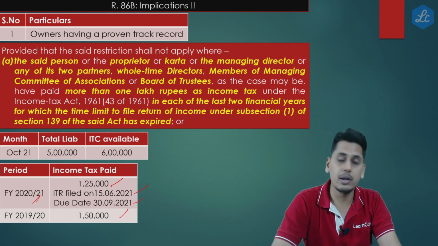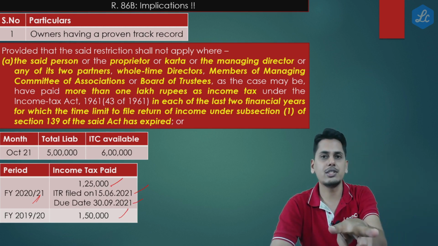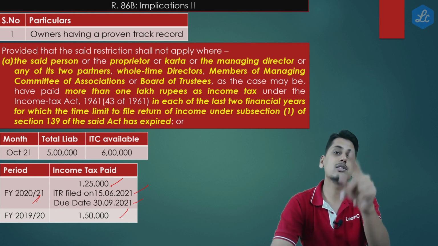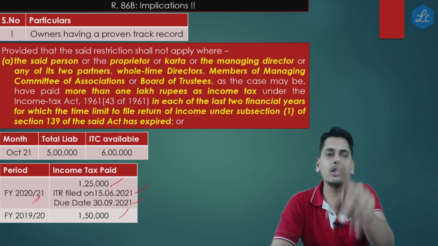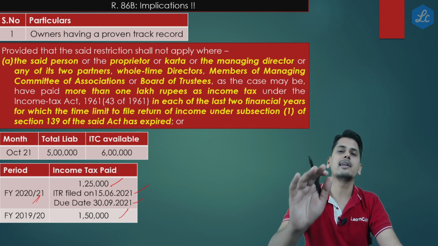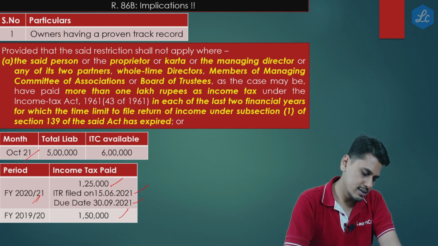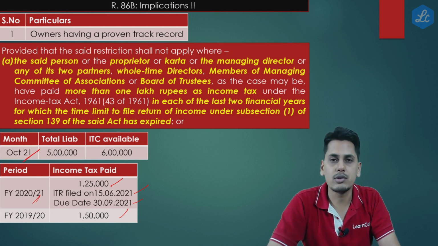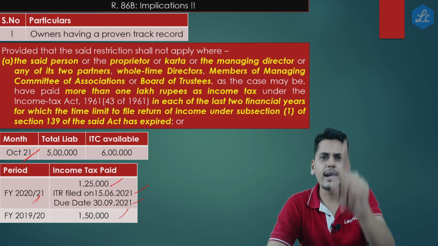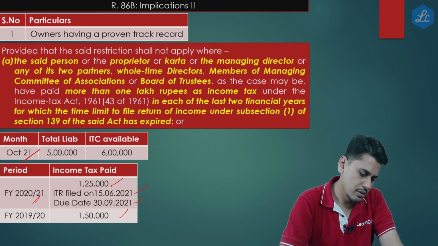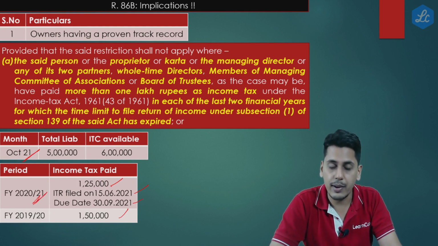Now friends, I am sure you are able to answer this. You need to take 2 financial years. Which 2 financial years? Those 2 financial years for which the due date to file income tax returns under section 139 subsection 1 of the income tax law has expired. For October 2021, has the due date to file income tax returns for financial year 2021 already expired? The answer is yes.